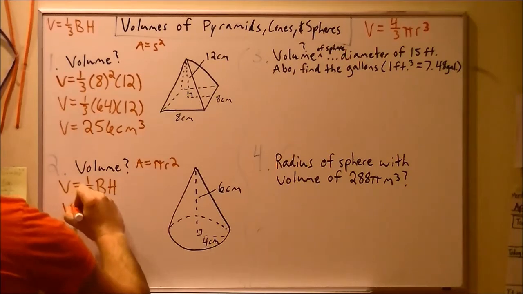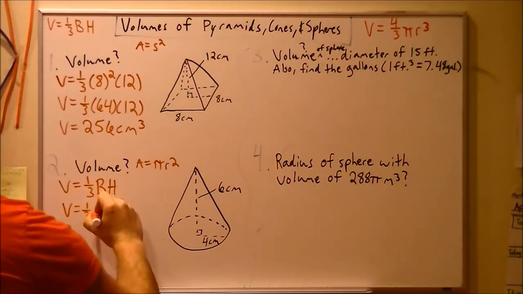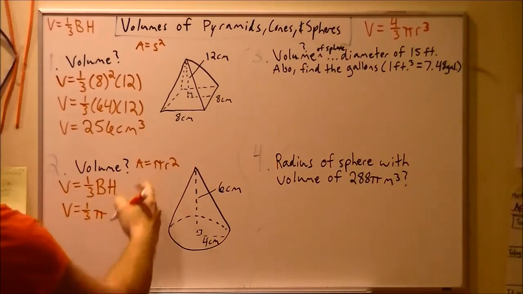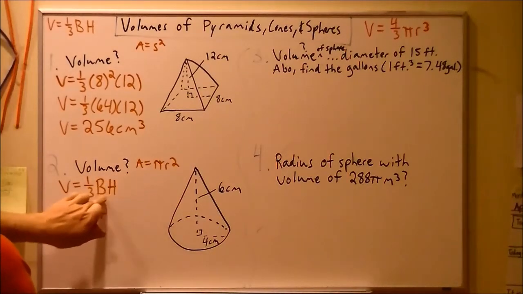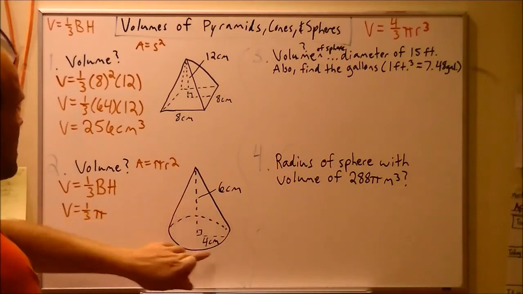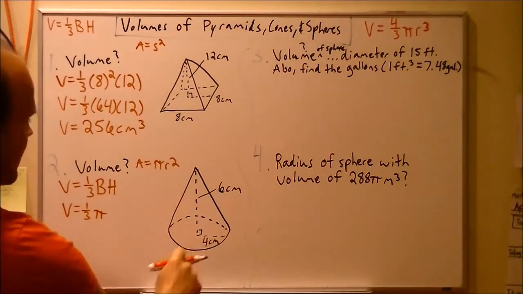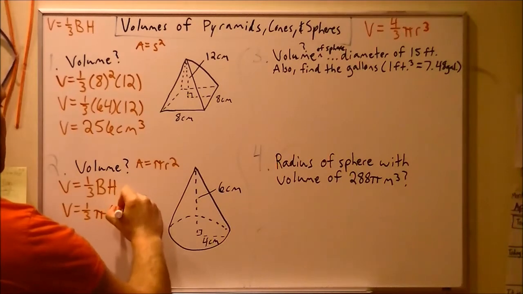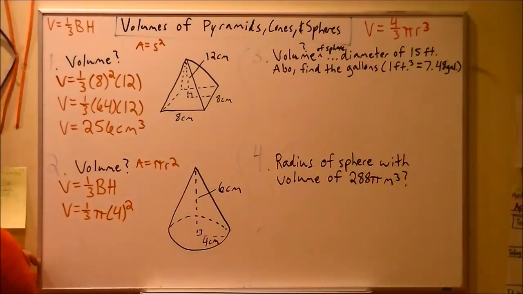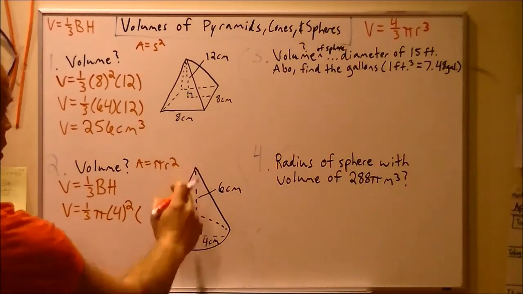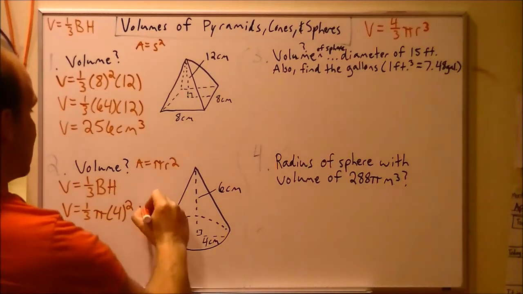So what I have is V equals 1/3, and then I'm going to say times pi, because that's my formula for the area of the circle, and I'm trying to find for my base what the area of that circle is. What's my radius, though, to do so? Halfway across the circle. Right there. That's 4 centimeters. So I'm going to put times 4 squared. Remember, that's really important. And then times what my height is. So what is my height? From the floor all the way to the top of that cone is 6 centimeters.